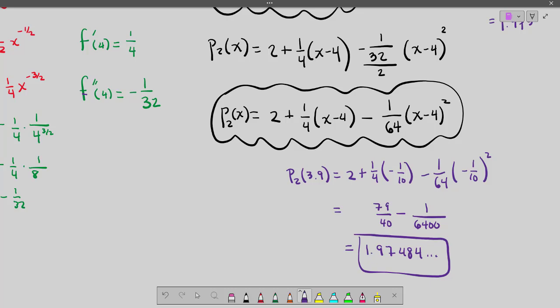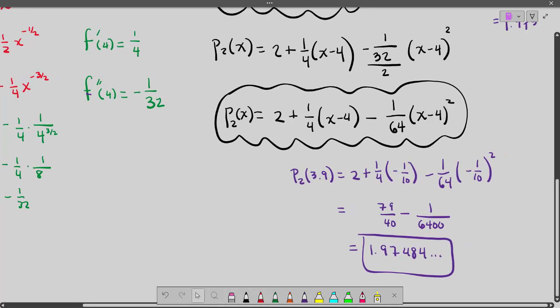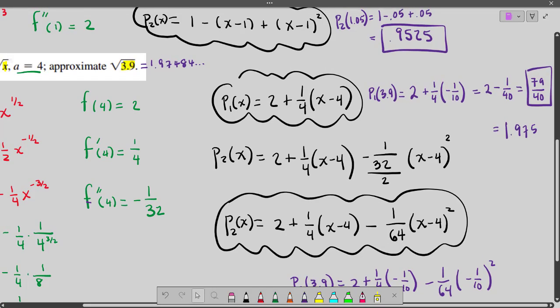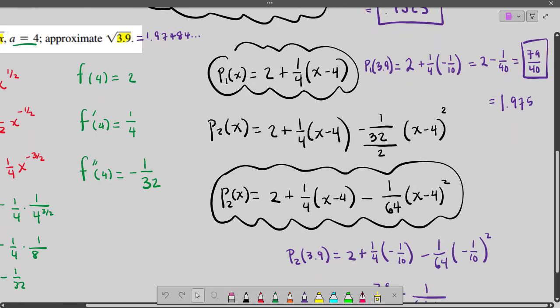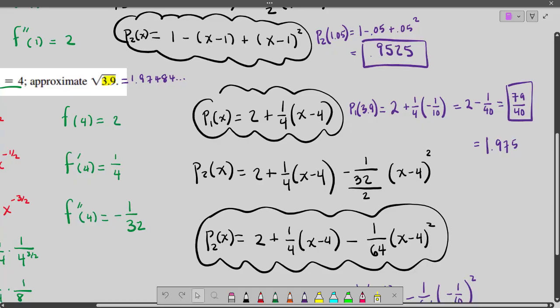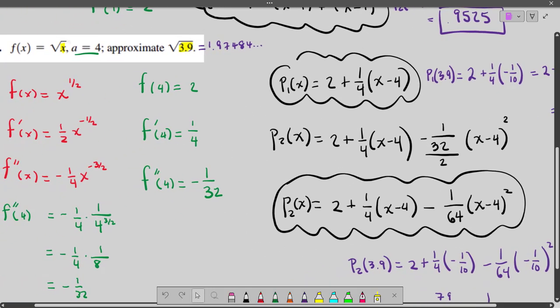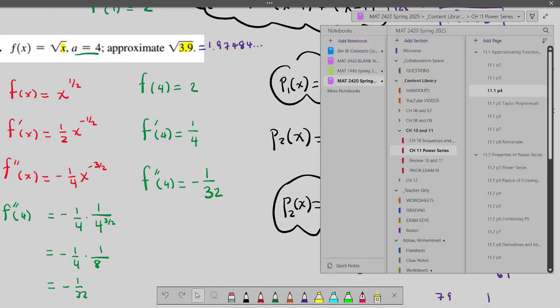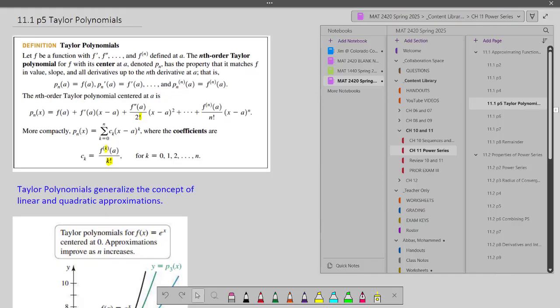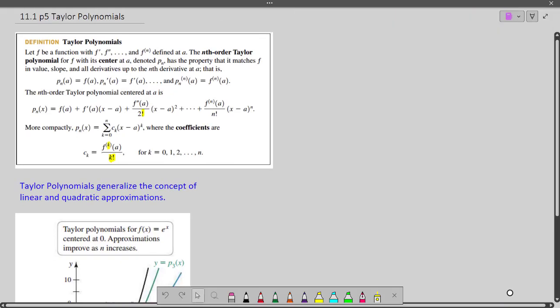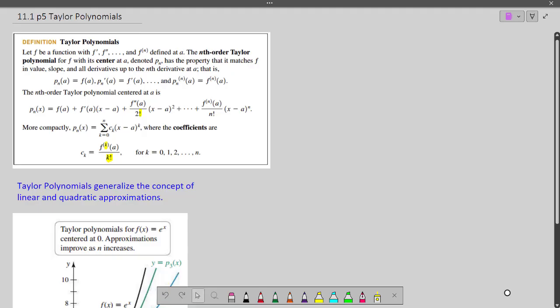All right, any questions on building these approximations? Everyone okay with the P1, P2? All right, so tangent line, quadratic. These things are called Taylor polynomials. So a Taylor polynomial is what you call this, basically the sum of the first n plus 1 terms.